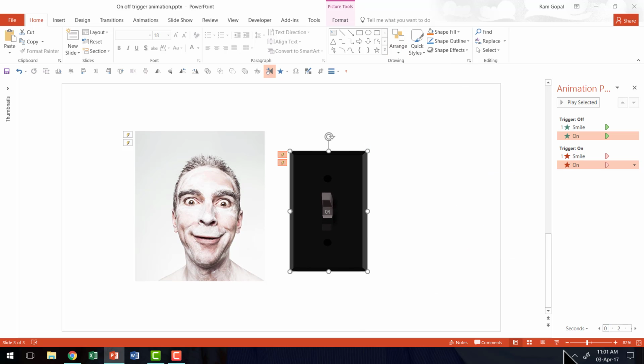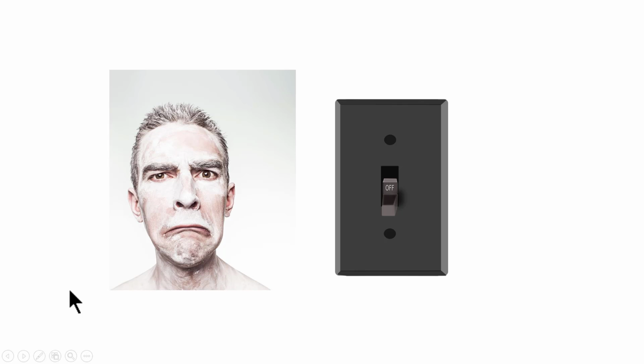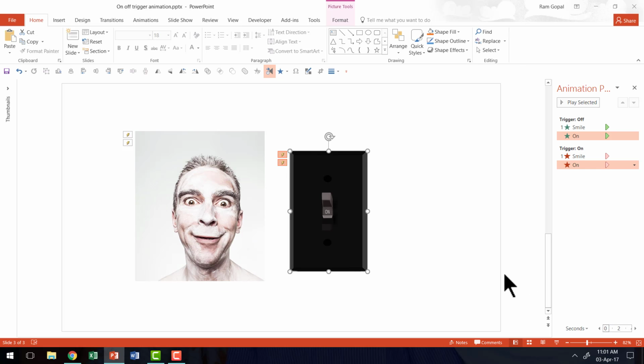Now, let us go to the slideshow mode and see how the whole thing works. As soon as I went into the slideshow mode, you can see that what I see here is the frown and the off. I click on the off. Now I have smile and the on. I click on, frown, off, on, off. So that is how this particular animation works.